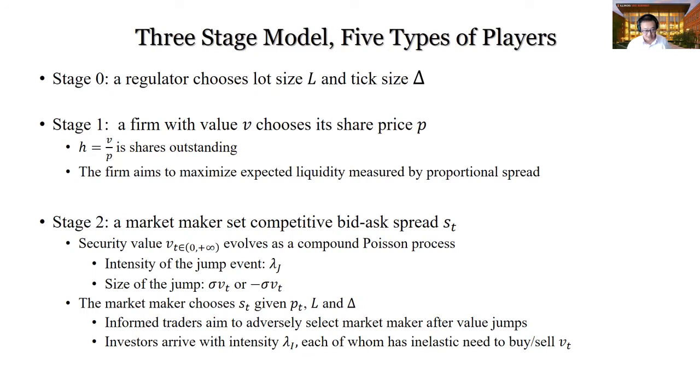And the market maker chooses S_t given P_t, which is chosen by the firm, and also L and delta chosen by the regulator. The informed trader aims to snipe the market maker after value jumps. And the investors, or you can consider them as uninformed traders, arrive with intensity lambda I, each of whom has inelastic demand to buy or sell V_t.